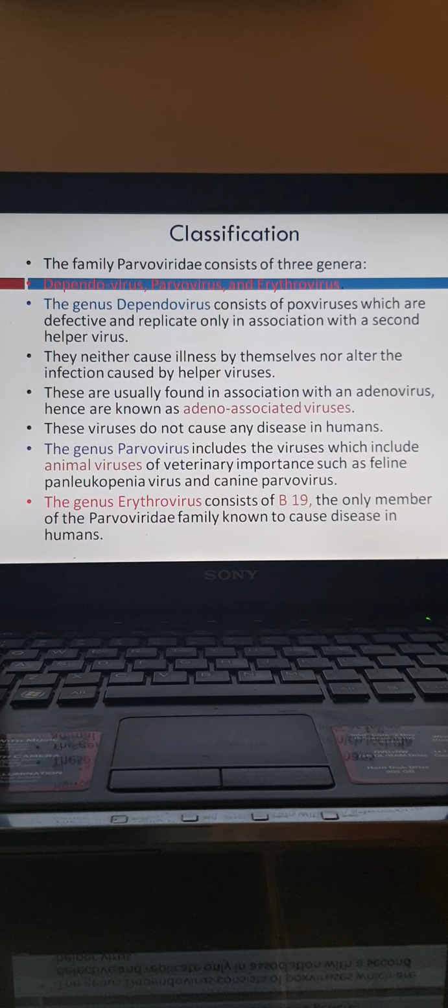Then is genus Parvovirus. Parvovirus includes basically animal viruses, which are of veterinary importance, such as feline panleukopenia virus and canine parvovirus. The third genus, that is Erythrovirus, consists of B19, the only member of Parvoviridae family which is known to cause disease in humans.